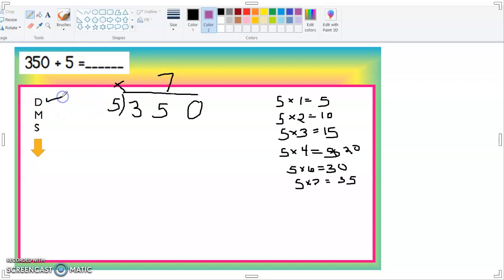Check. I already divided. Now I need to multiply 7 times 5. That equals 35. Check. Now subtract. 35 minus 35 is equal to 0. Check. Bring down my next number. That's also a 0. Check.